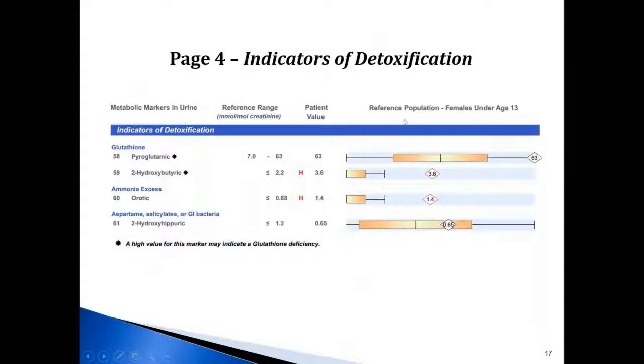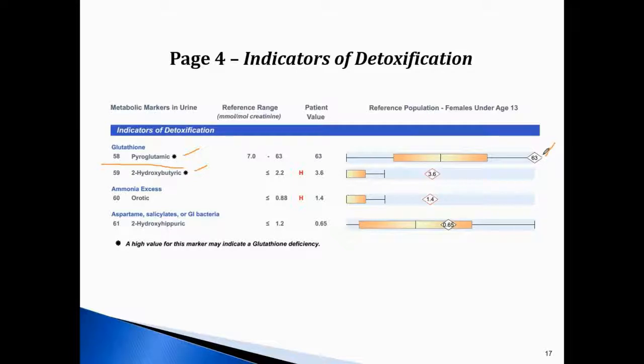Page 4, the indicators of detox. Notice again that we've got two markers that have an asterisk. The one that's most common to show up abnormal on this section of the test is the pyroglutamic. It is an indicator of glutathione status. When it's elevated, it indicates a glutathione deficiency. In this particular case, you'll notice that it's just high normal, okay?